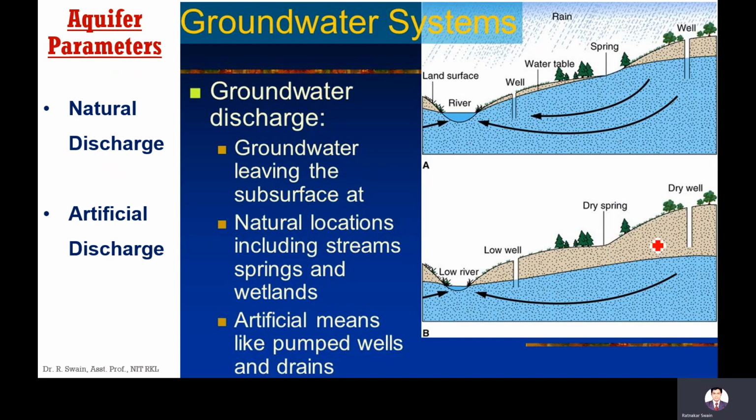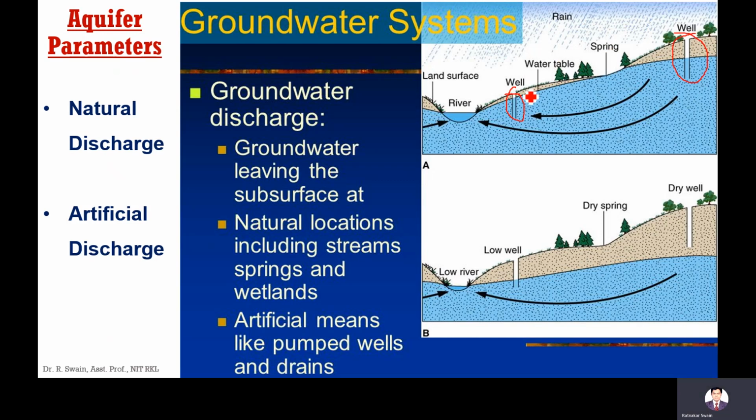Artificial means if we are extracting water by pumping, like we are pumping a well, then we can say it is an artificial discharge, because it is done artificially. So extraction of groundwater by pumping is called artificial discharge.